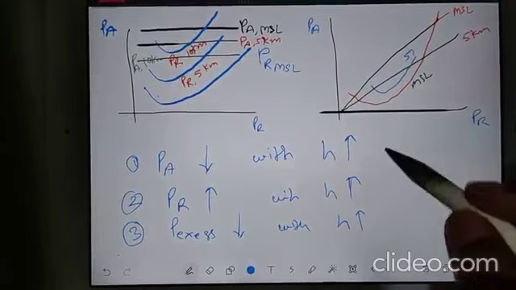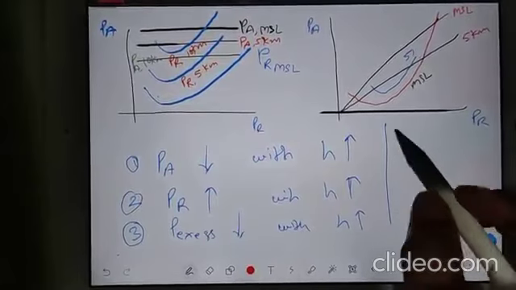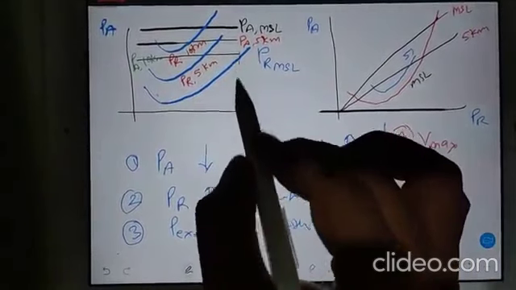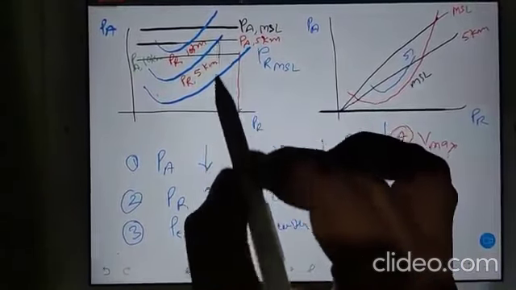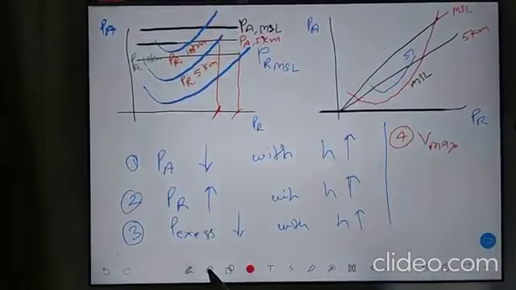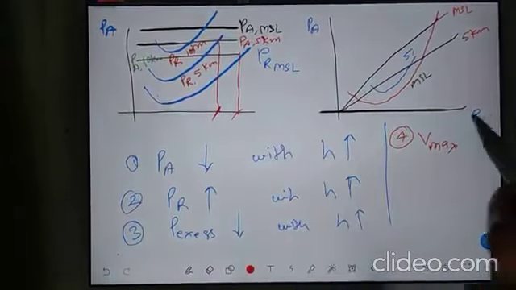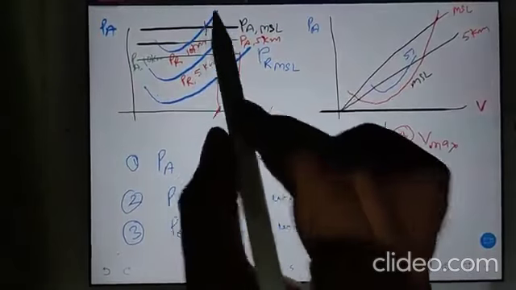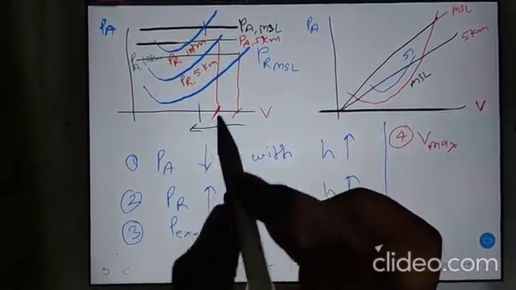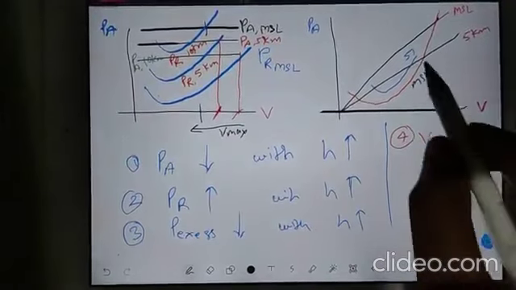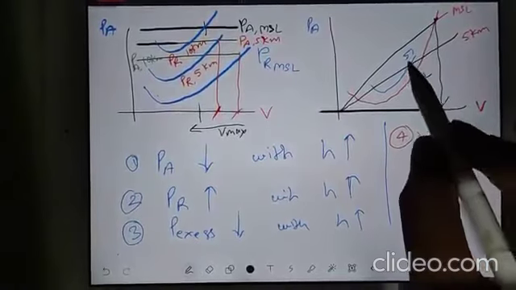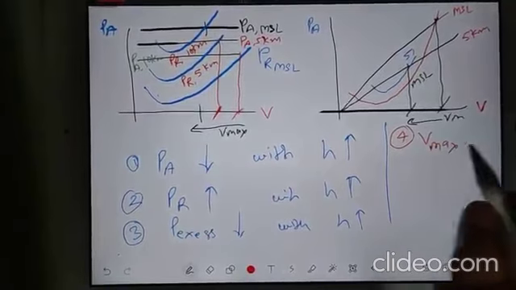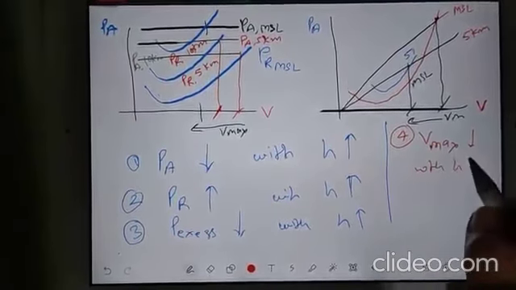And the fourth point you can take like this: your maximum available velocity is also decreasing. You can see it was here, then it was here. One mistake I had made: this is not required. This is the velocity, and you can see this velocity is also decreasing. So Vmax is decreasing here, and you can see here you have Vmax and here you have Vmax. So again Vmax is decreasing with increasing altitude.